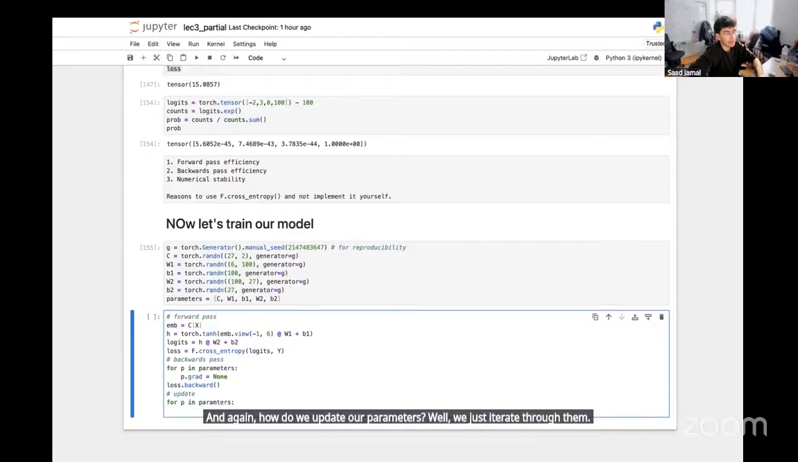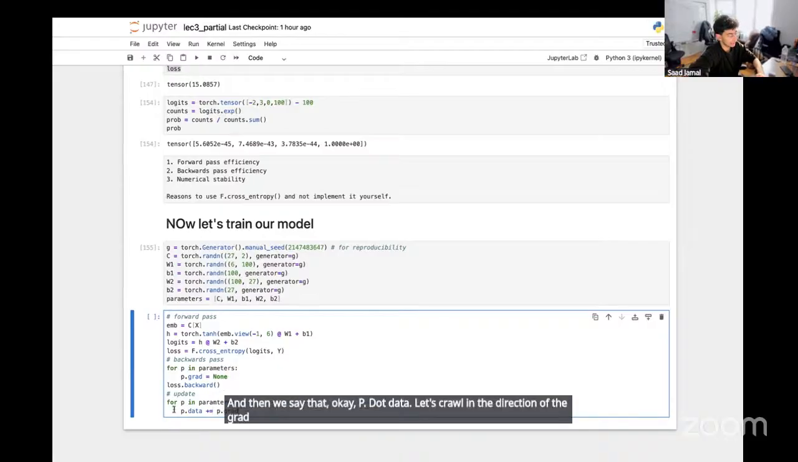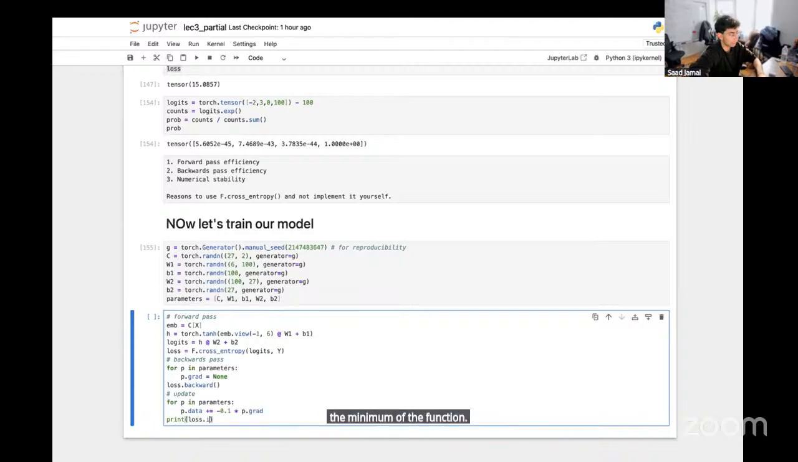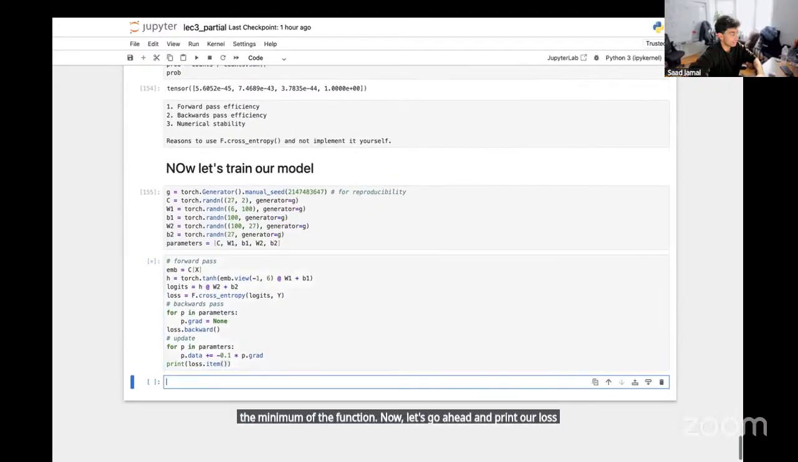Well, we just iterate through them. And then we say p.data, let's crawl in the direction of the gradient. Well, this is called gradient ascent. We need to do gradient descent, so -1 times the gradient. And usually we multiply by a scaling factor, -0.1, that slowly crawls us towards the minimum of the function. Now let's go ahead and print our loss. All right, let's see what'll happen.